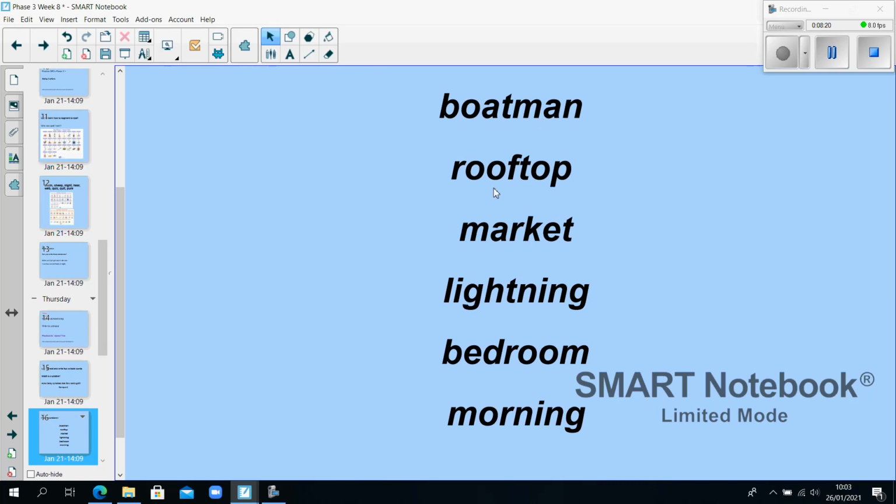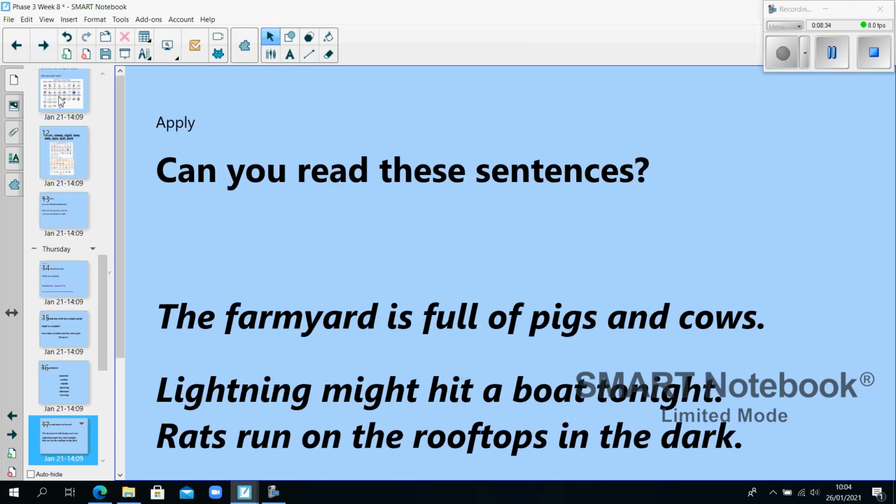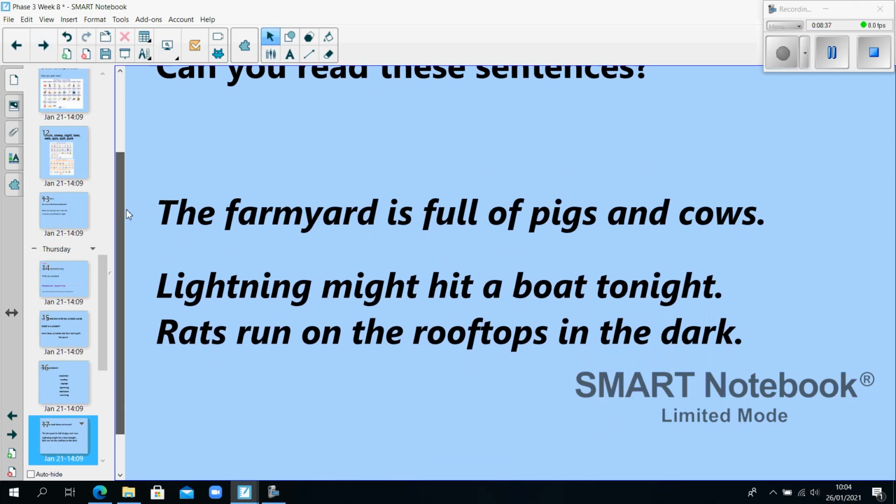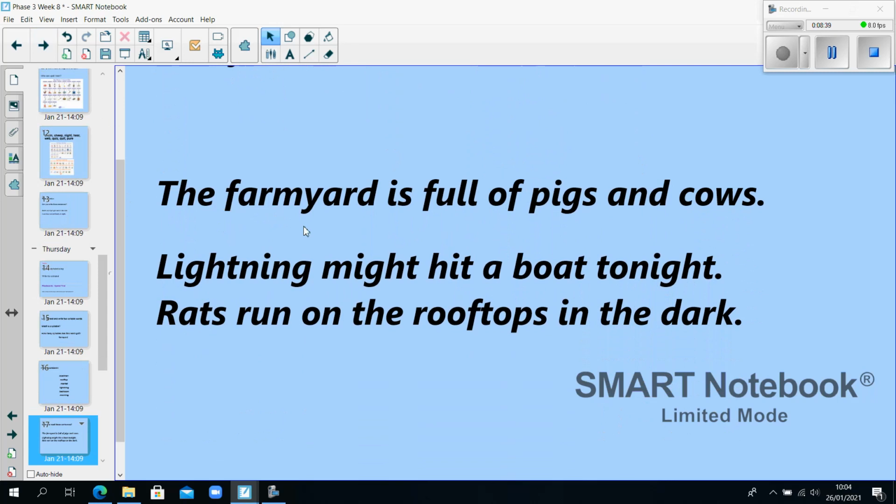Boatman, rooftop, market, lightning, bedroom, morning. Well done. Can you read these sentences? The farmyard is full of pigs and cows. Lightning might hit a boat tonight. Rats run on the rooftops in the dark. Well done, that's the end of Thursday.